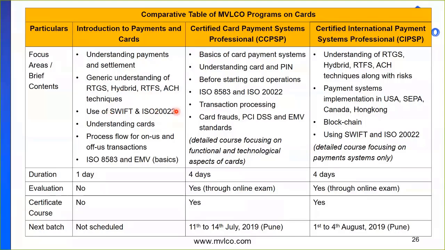concerned. As far as cards are concerned, it gives you an understanding of cards, the process flow for on-us and off-us transactions, ISO 8583 and EMV basics. It also gives you details on switch, HSM and key management. It's a one-day course. There is no evaluation. As of now, the next batch is not scheduled, but if you are interested, do get in touch with our training team.